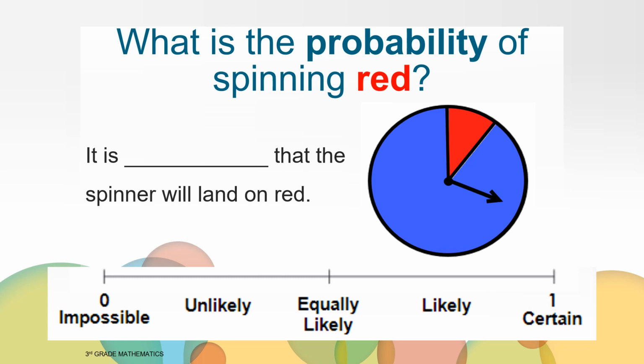It is unlikely that the spinner will land on red. How did you know that? Well, again, you may have said that it is unlikely because the part of the spinner that is red is so much smaller than the part that is blue. You may have also noticed that the red part of the spinner is less than half. It's even less than 1/4 of the entire spinner.